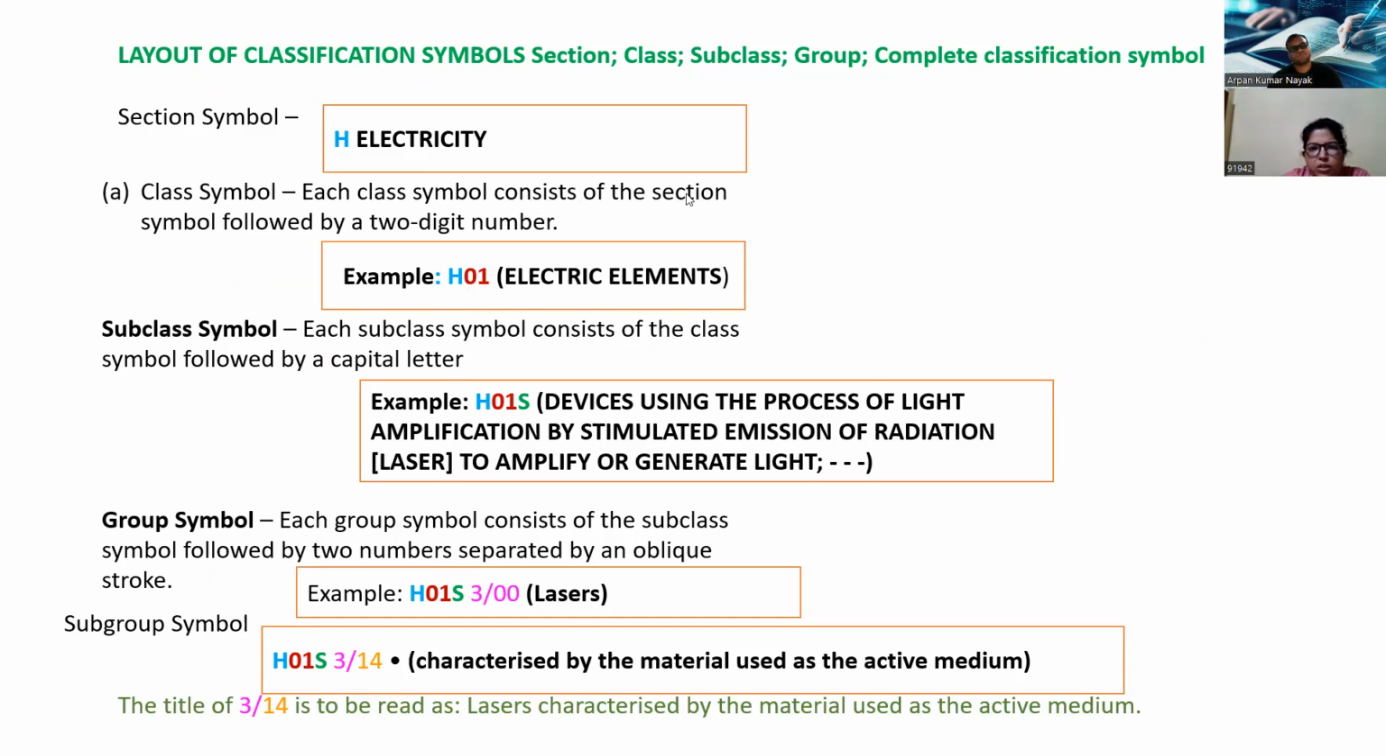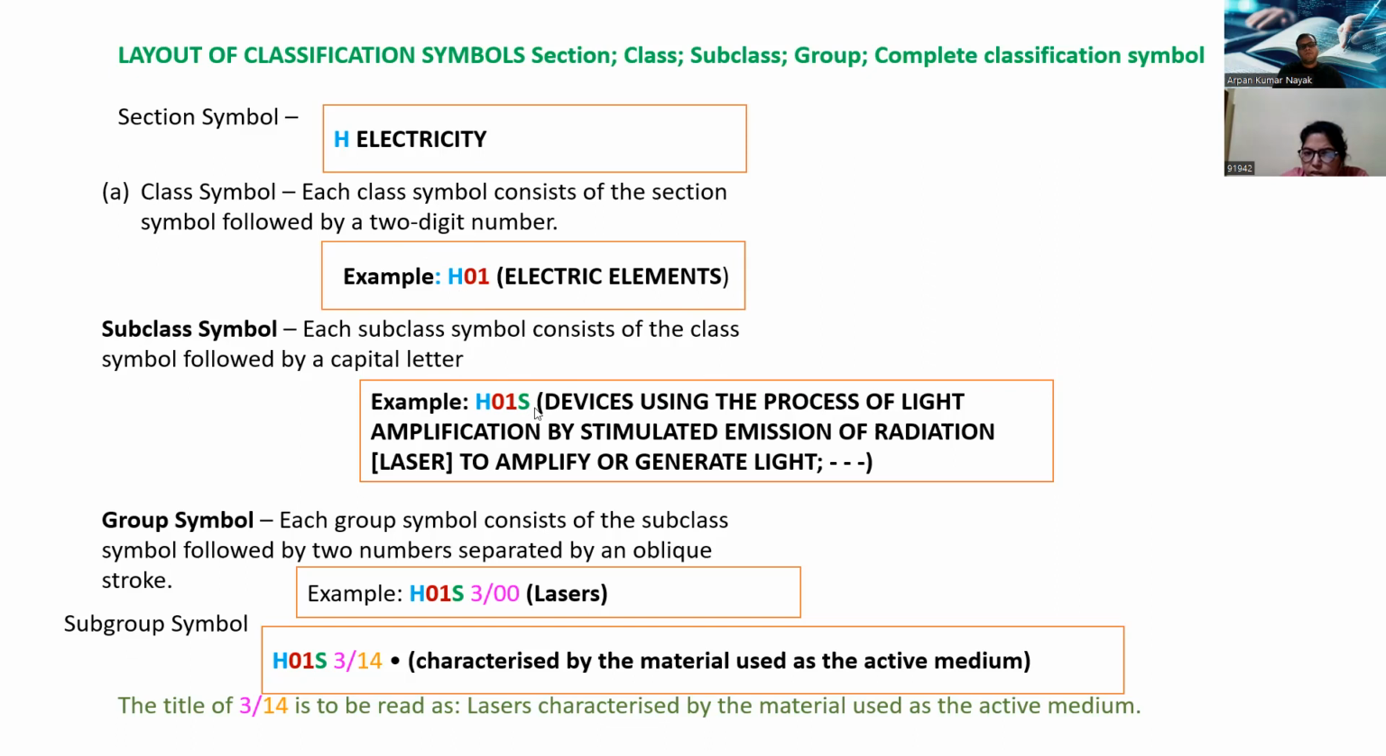Each class symbol consists of the section symbol followed by a 2-digit number. Now this H is for electricity, but here in H01, which is a class symbol, 01 is for electric elements. Now in the subclass symbol, each subclass symbol consists of the class symbol followed by a capital letter.